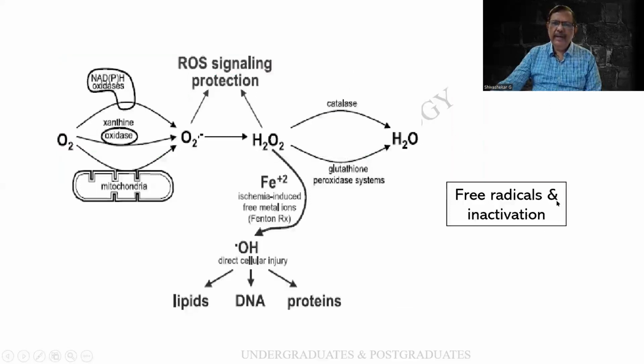So this is a free radical and its inactivation, almost what we had seen in the previous picture. So there is the xanthine oxidase or the catalase. Ultimately, you get the stable form of it. But sometimes you find that there can be a Fenton reaction, where hydroxyl is produced, which can damage the lipids, DNA, or the proteins, what I had mentioned in the previous slide.